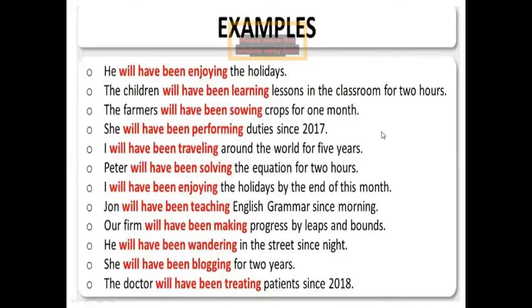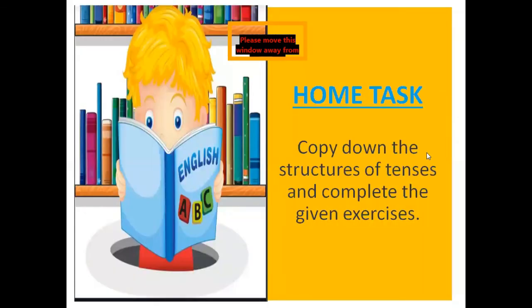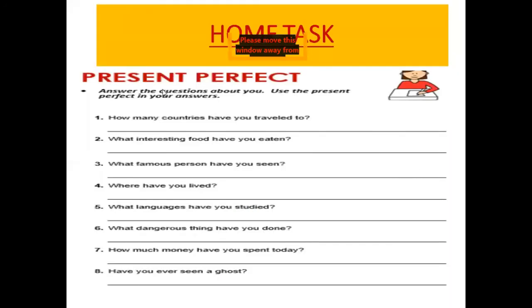Hopefully, you got a clear understanding about each and everything, whatever I have told you while taking the class. Now, let's see the home task. Copy down the structures of tenses and complete the given exercises. How many exercises are we going to give you? Let's see. The first exercise, what you have to do, is answer the questions about you. Use the present perfect in your answers. While completing the exercise, simply you have to use the present perfect tense.